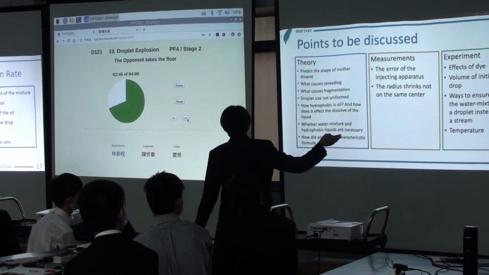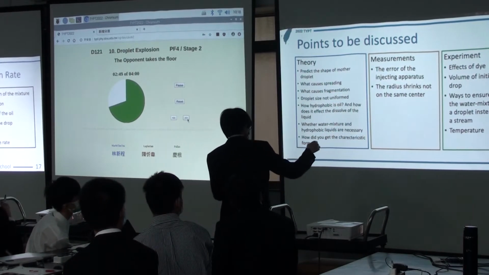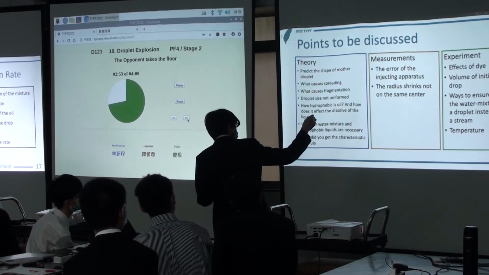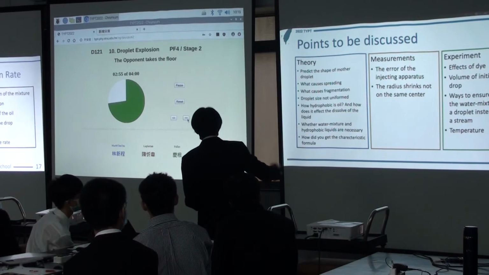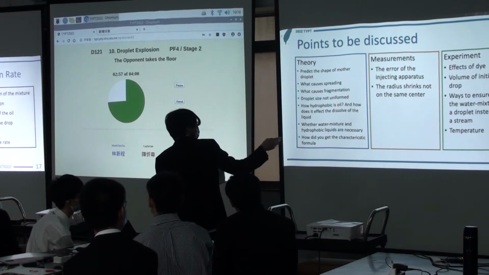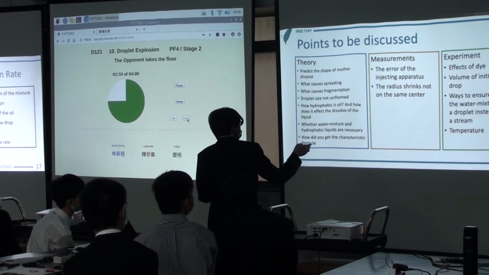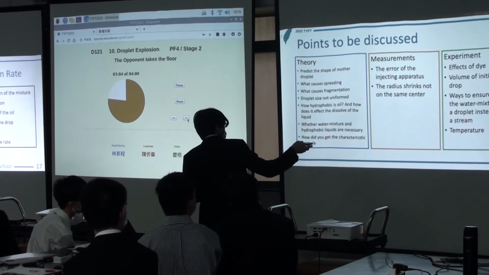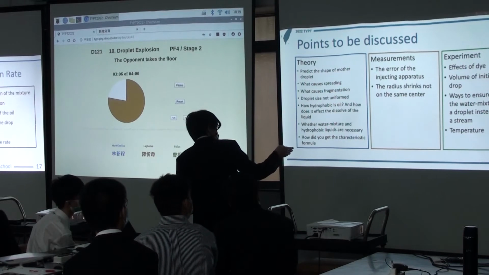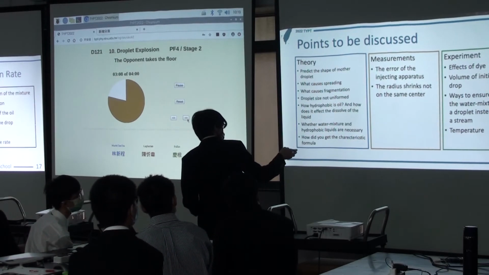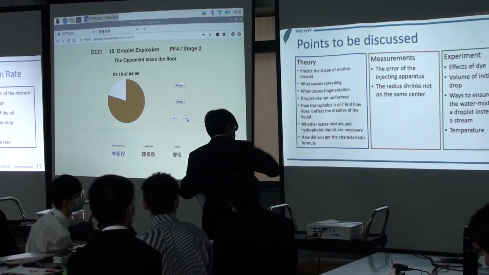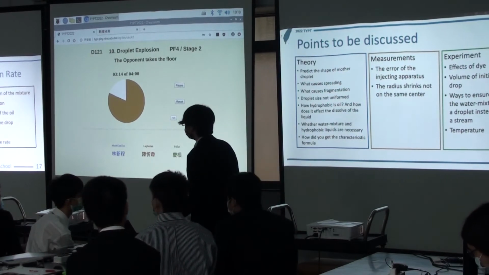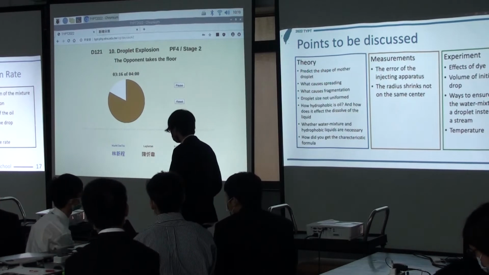For the experiment, you did not quantify the effect of the dye, and using a burette is not a good initial volume control. And there are some ways to ensure that the water mixture droplet is not a steady stream. And later we'll discuss the temperature. Okay, I would like to discuss.